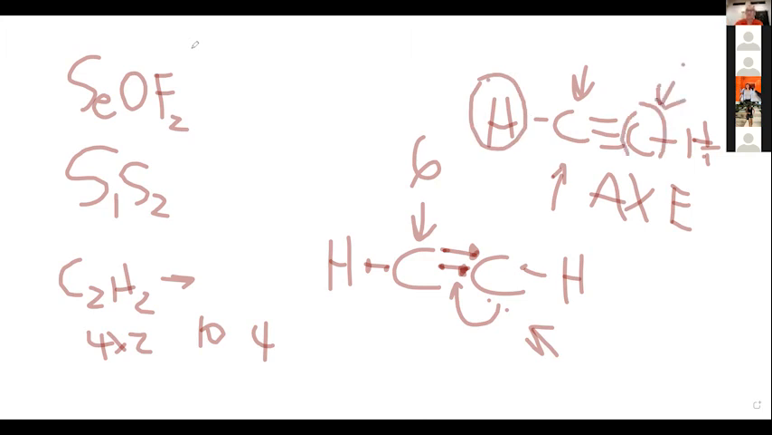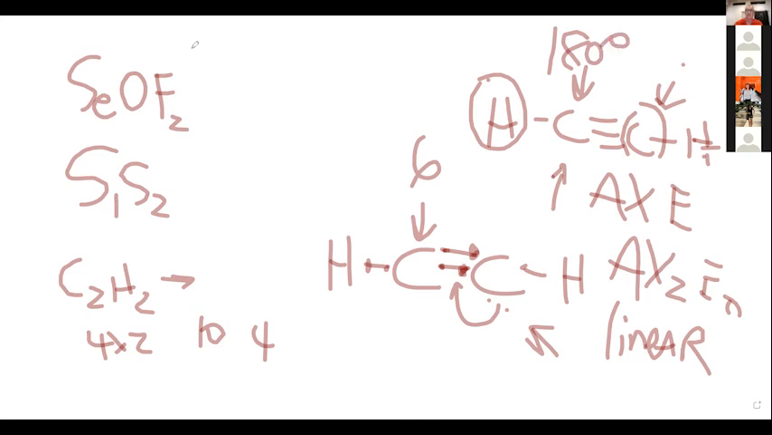So they're both AX2, E0. That is linear. So that's a linear molecule. The bond angle is actually 180 degrees. If you were to make that as a model, you could just look right down it, it's completely linear.